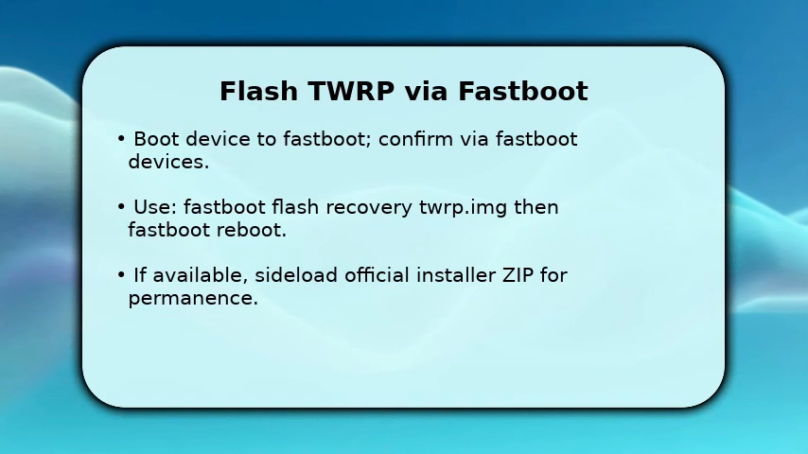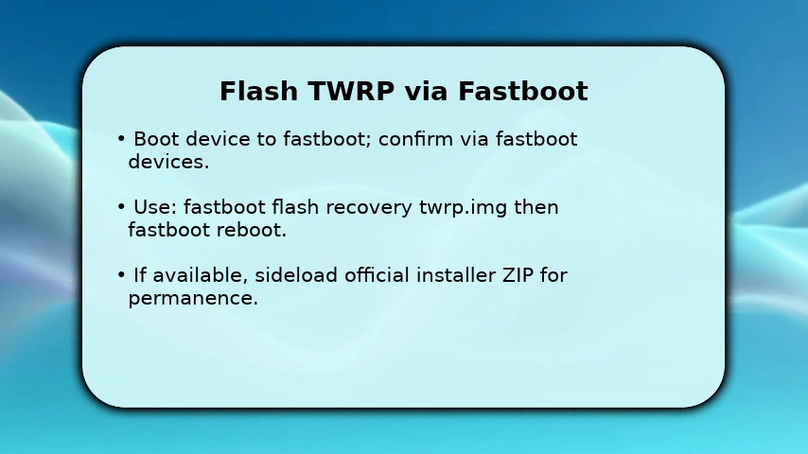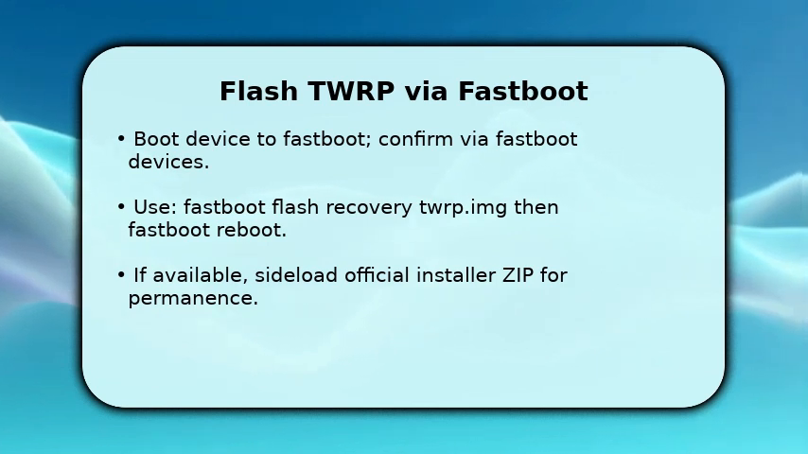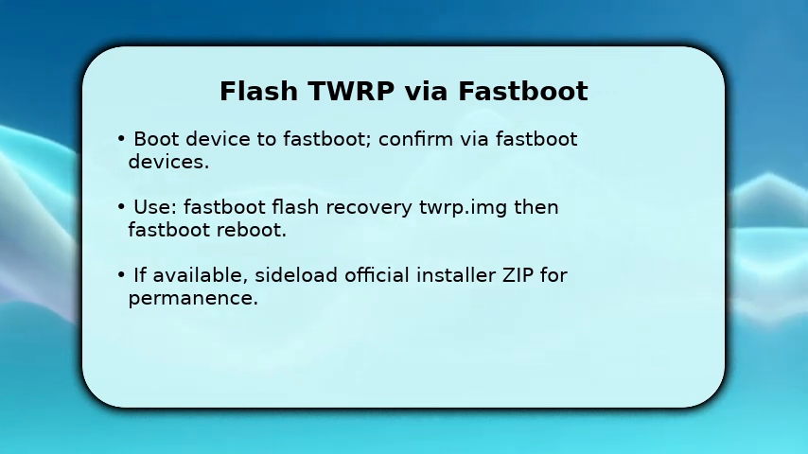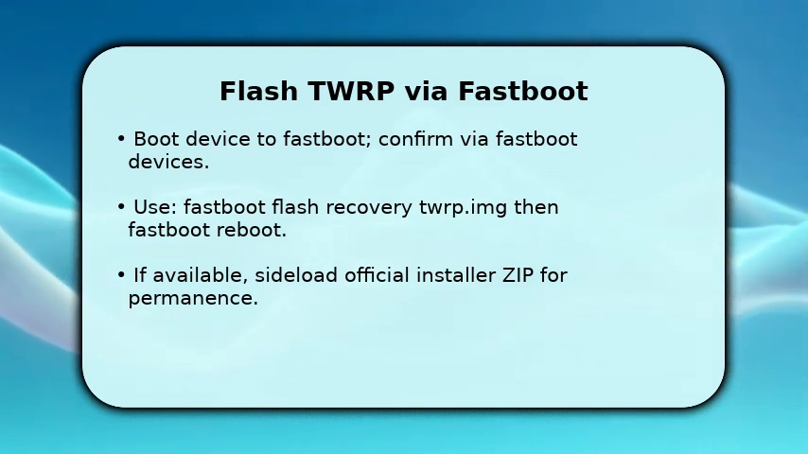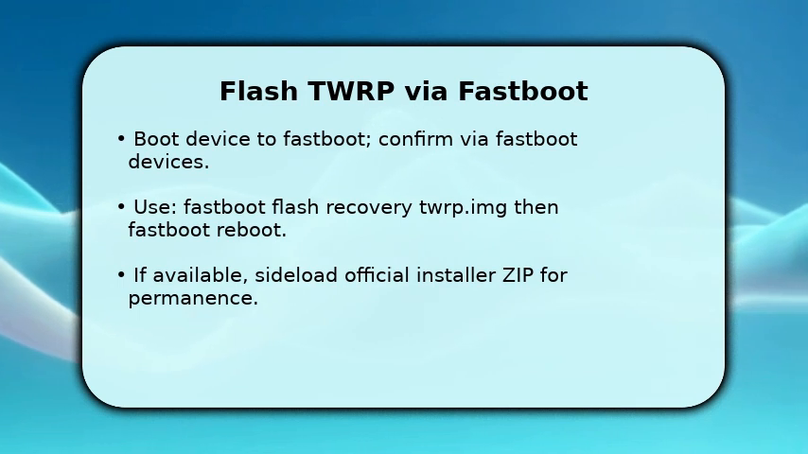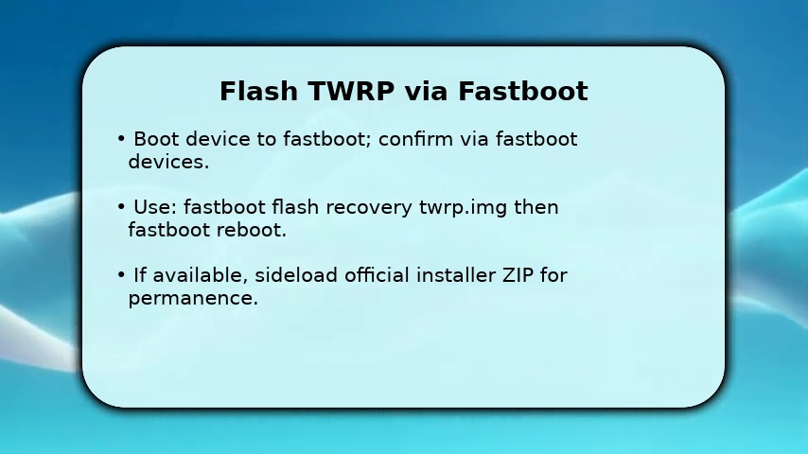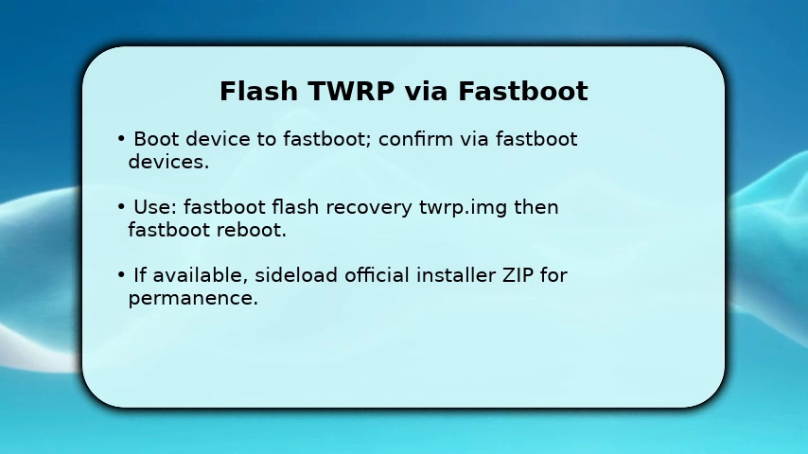With prerequisites ready, boot the phone into fastboot and confirm the connection with fastboot devices. Then run fastboot flash recovery TWRP. This writes the image to the recovery partition. Do not reboot into the system immediately. Use fastboot reboot bootloader or boot directly into recovery to prevent stock ROM from overriding it.